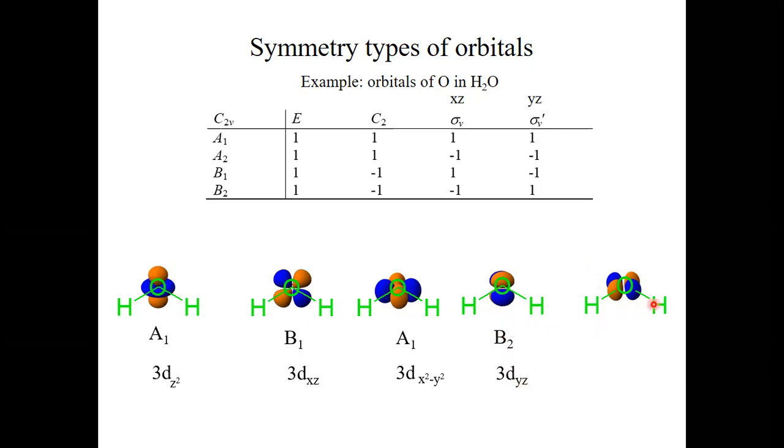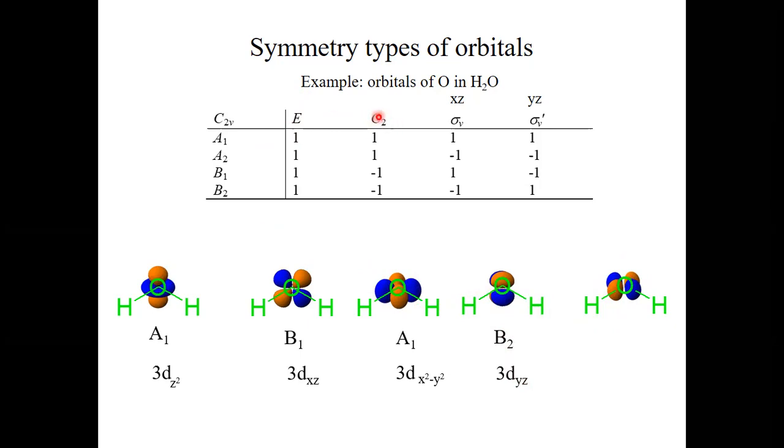So last but not least, we have to consider this one. So this is the 3D XY. Remember, the 3D XY is rotated by 45 degrees relative to the 3D x square minus y square. So it has its lobes in between the x and the y axis, whereas the 3D x square minus y square has the lobes on the axis. Let's apply the symmetry operations. So the identity never does anything.